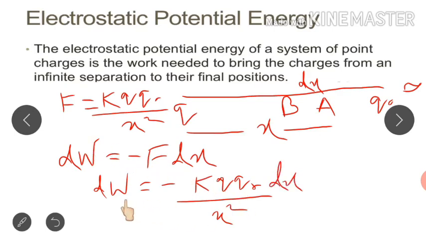Okay, so this is the small work done in moving the charge from A to point B. But suppose we want to calculate how much work is done in bringing a charge from infinity to a particular point P, which is at r distance from this charge Q. So what we have calculated is the small work done in bringing the charge from A to B, which are separated by dx distance. Now if we want to calculate the total work done in bringing the charge from infinity to a particular point P, which is at r distance from Q, we will integrate it.